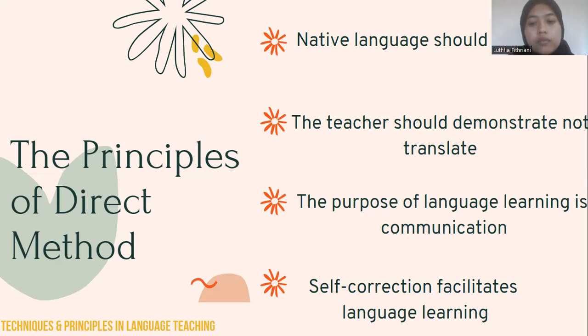The fourth, self-correction facilitates language learning. So in the direct method, when the students speak, sometimes they make mistakes. When the students make mistakes, we, as teachers, cannot directly correct the students' mistakes. So the teacher can give some kind of clue to the student.